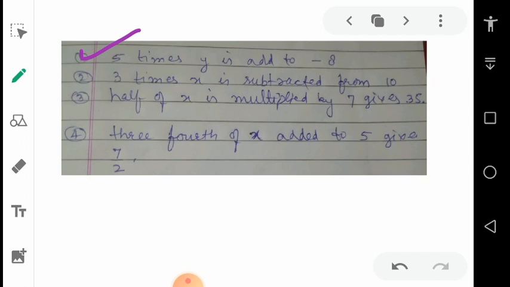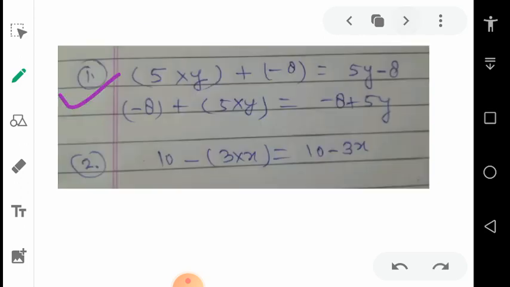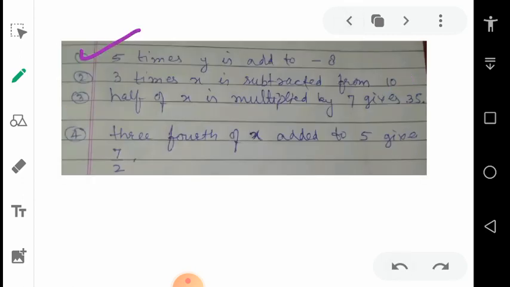Again, the second one. See the second question: 3 times x is subtracted from 10. So the number which is written after 'from' will be written first, as we say, subtract 5 from 7. Similarly, 3 times x, so we write 3x. It is subtracted from 10, meaning 10 is written first, so the answer becomes 10 minus 3x. Okay, all right. Now the remaining two questions.